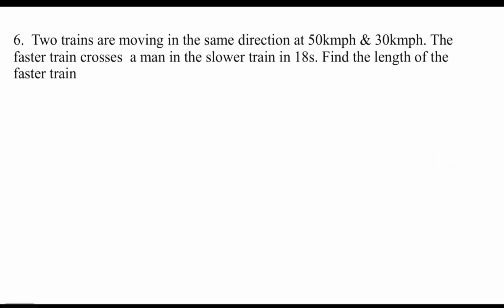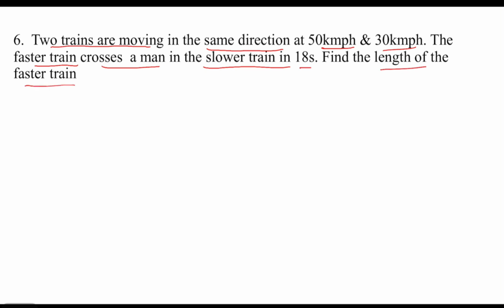Two trains are moving in the same direction at 50 km per hour and 30 km per hour. The faster train crosses a man in the slower train in 18 seconds. Find the length of the faster train. Okay. So what happens? Two trains are moving in the same direction at 50 km per hour and 30 km per hour. The faster train crosses a man in the slower train in 18 seconds. So find the length of the faster train, they are saying.